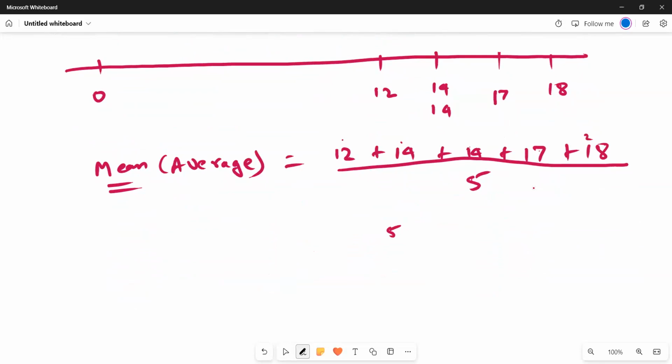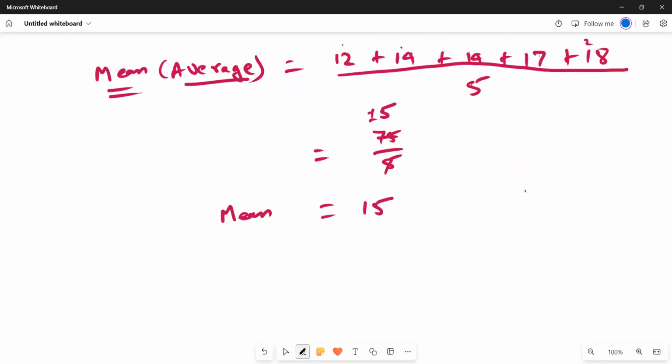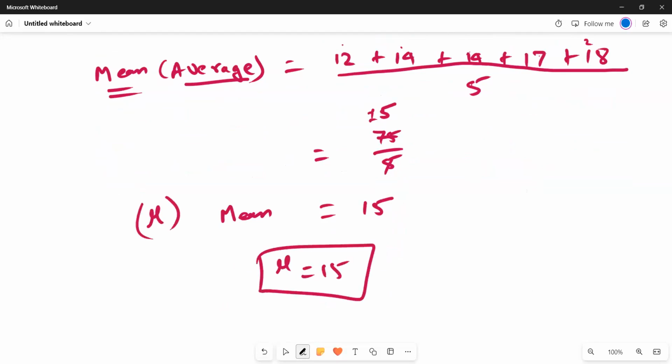5 and 2, plus 1 is 3, plus 1 is 4, 5, 6, 7. This is 75 by 5. So you can easily calculate. 5 times 1 is 5, we have carried 2, and finally 25. So 5 times 5 is again 25. So this is the mean of the data. In statistical terms, we never write average. The technical term for average is mean, and it is represented by the Latin symbol mu. So we can clearly say mean is 15.